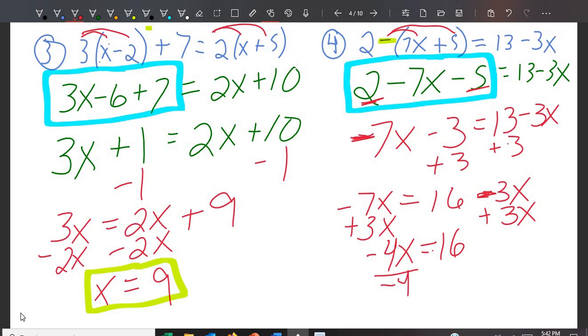Last thing we do is divide by the constant in front. So we get x to be -4. And again, if you wanted to check it, you could go plug it back in and see that you get the same thing on the left and right, sorry. You plug in the -4 and see if the left side equals the right side.